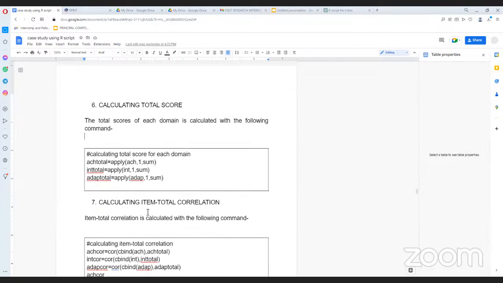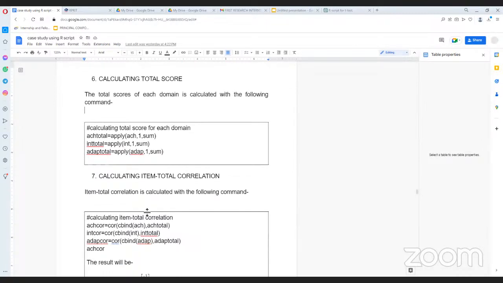Now 6, calculating total score. The total scores of each domain are calculated with the following command. Hashtag calculating total score for each domain. ACH total is equal to apply bracket ACH, 1, sum. ACH is the data frame and 1 means row, so row-wise sum. And if it is 2, then it will be column-wise sum.